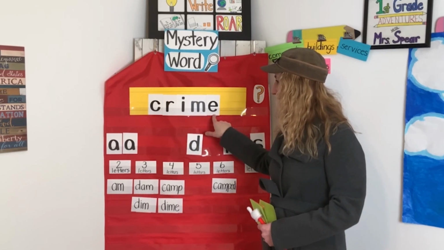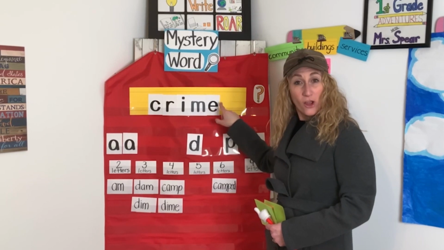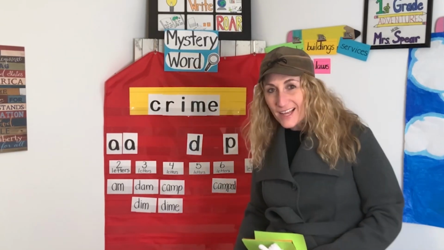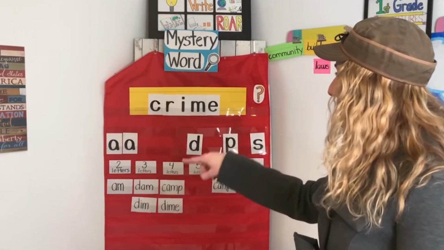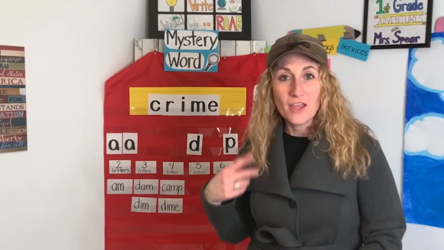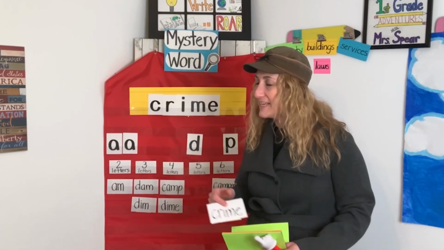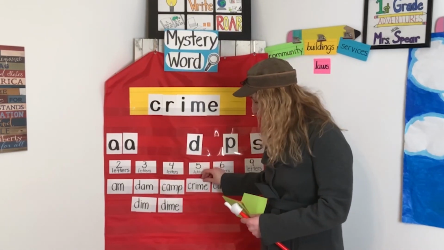C-R-I-M, crime. C-R-I-M-E, crime. Go ahead and skywrite that with me. C-R-I-M-E. Write it where you are, and it has how many letters in it? Yes, there's 5 letters. So we're going to put crime right there.